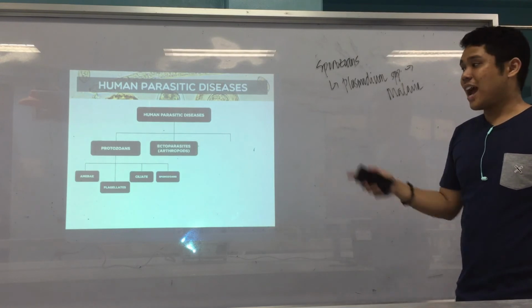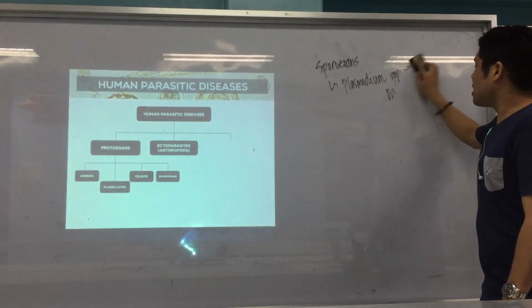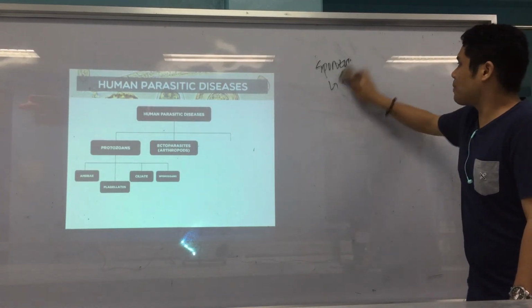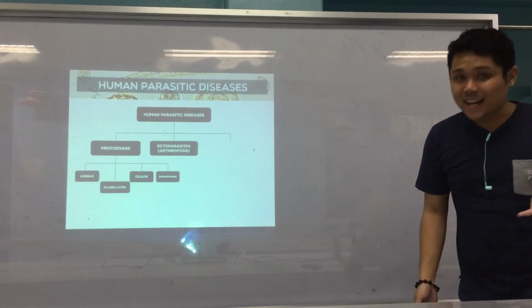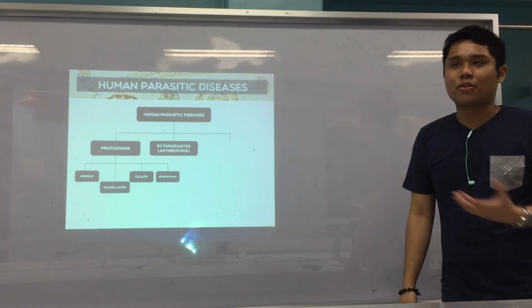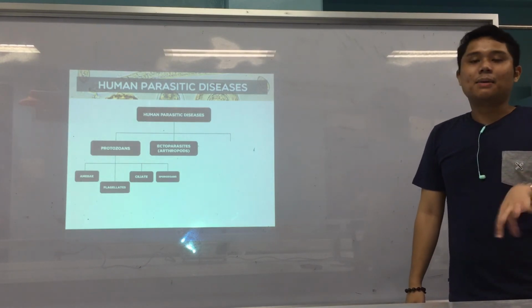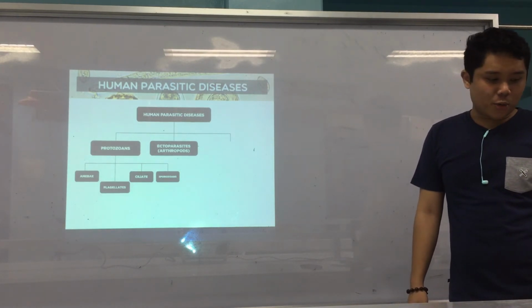The second group is, of course, your ectoparasites, or usually your arthropods. So, again, as mentioned kanina, what are examples of ectoparasites? You have your lice, kuto, you have ticks, you have mga mosquitoes, pwede rin, basta mga ectoparasites, usually arthropods.